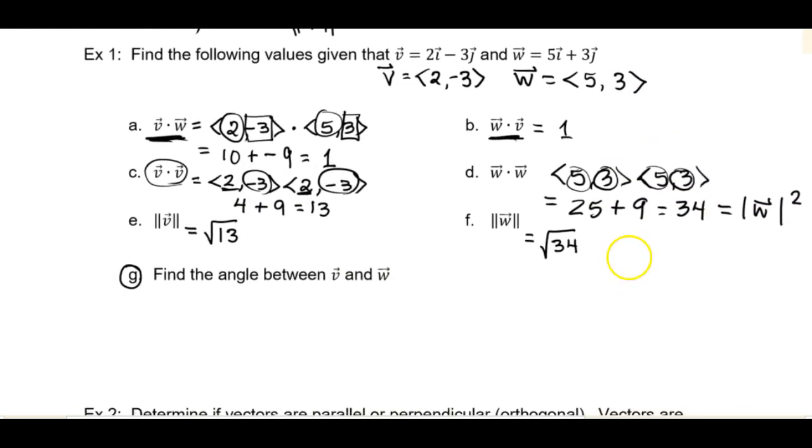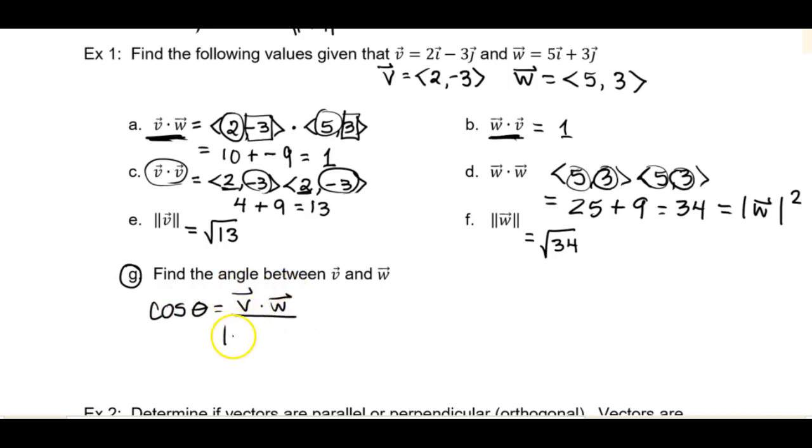So let's find the angle between v and w. I'm going to write down our formula: cosine of theta is equal to v dot w over the magnitude of v times the magnitude of w. In our case, v dot w, we already found to be 1. At the bottom, the magnitude of v is the square root of 13 and the magnitude of w is the square root of 34. I'm going to show you that if they're both radicals, we can actually calculate 13 times 34 and put it right here.